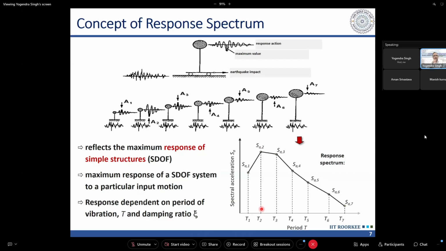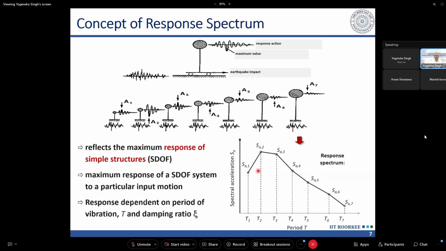Response can be the acceleration of the single degree of freedom system. It can be the displacement, it can be the velocity, and sometimes it can even be moment or shear force or stress or strain. Any of these response quantities I can take, and if I plot those response quantities with period, I will get a graph, and this graph we call the response spectrum. If I have done it for acceleration, then we call it spectral acceleration.